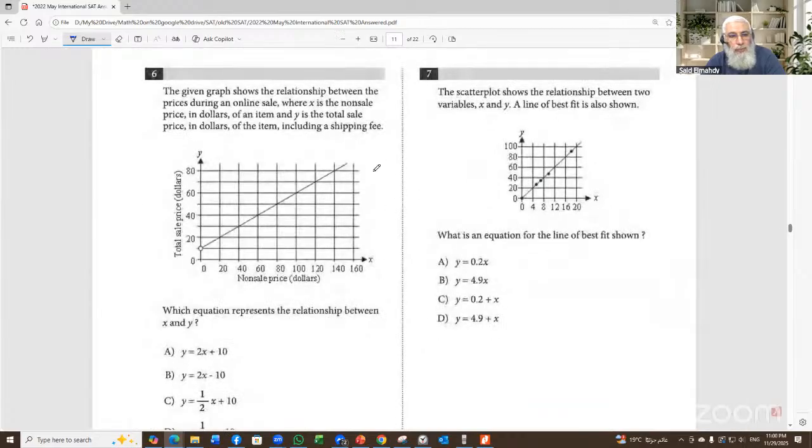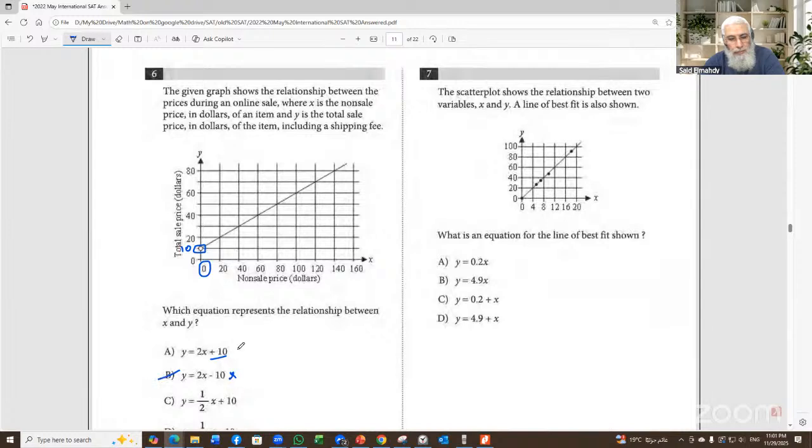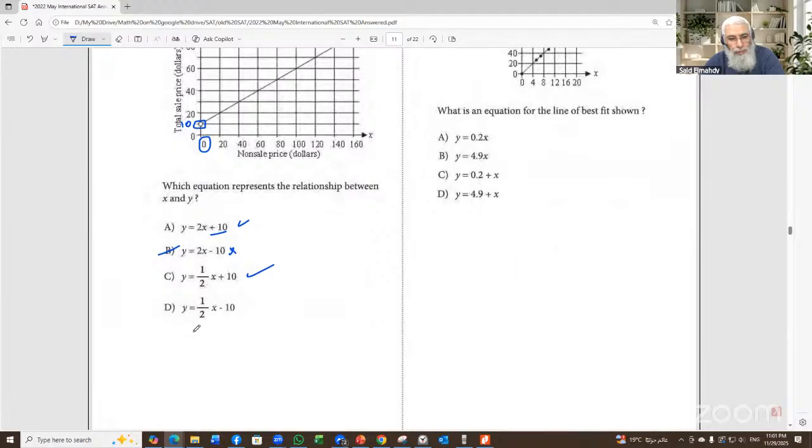Number 6. The given graph shows the relationship between the prices during an online sale, where x is the non-sale price in dollars of an item and y is the total sale price in dollars of the item, including the shipping fee. Which equation represents the relationship between x and y? So at 0, y is equal to 10. So 10 is correct, and negative 10 is incorrect.